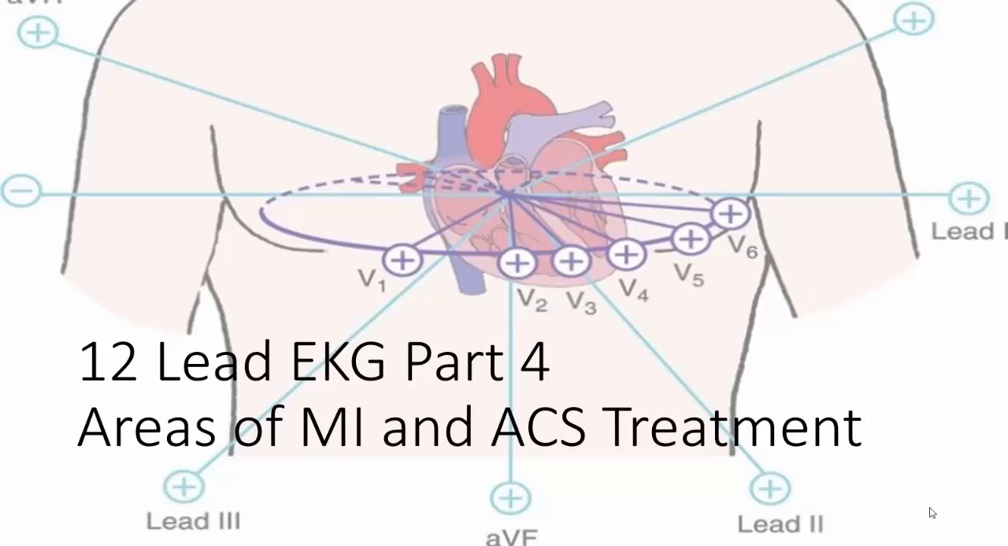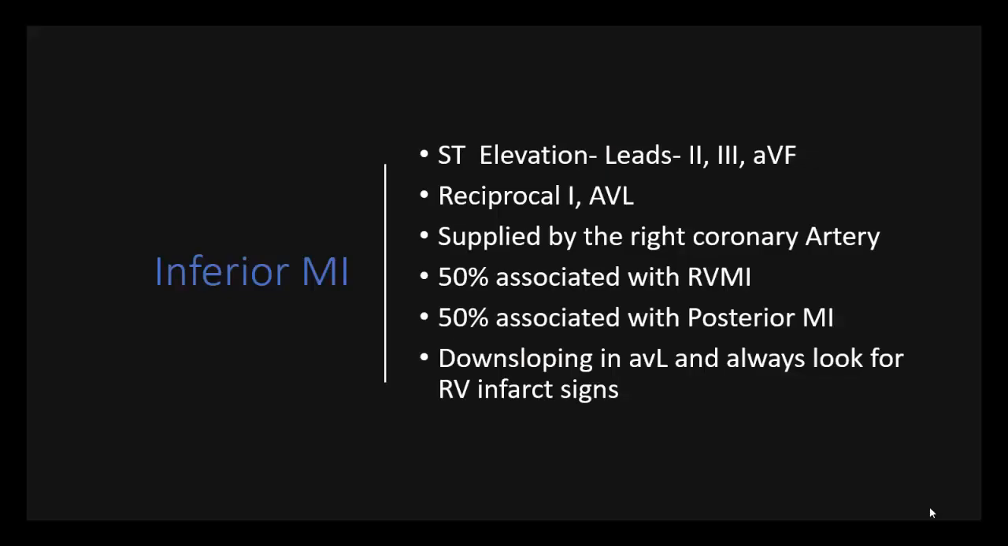Today I'm going to be going over part 4 of my 12-lead EKG series. Today we're going to talk about areas of MI and ACS treatment. And more specifically with the areas of MI, we're going to go over certain 12 leads and the areas of the left ventricle and mention some things with the right ventricular areas as well.